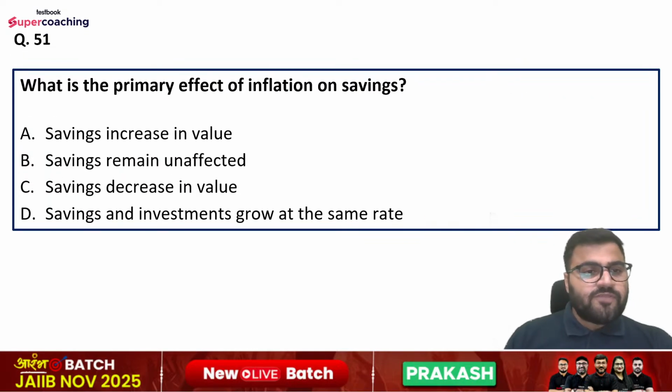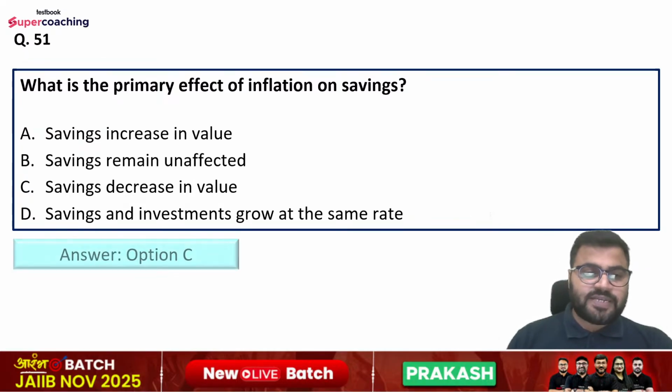Question number 51, what is the primary effect of inflation on savings? Options are savings increase in value, savings remain unaffected, savings decrease in value, savings and investments grow at the same rate. So right answer is option number C, that is savings decrease in value.